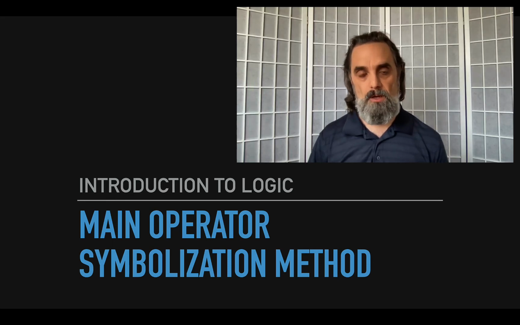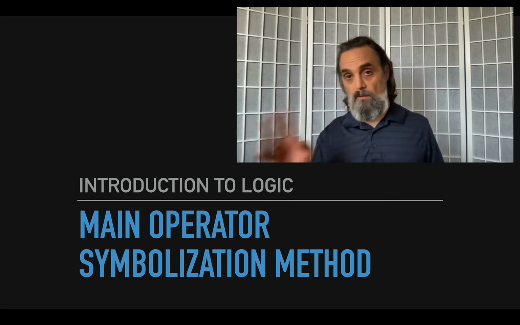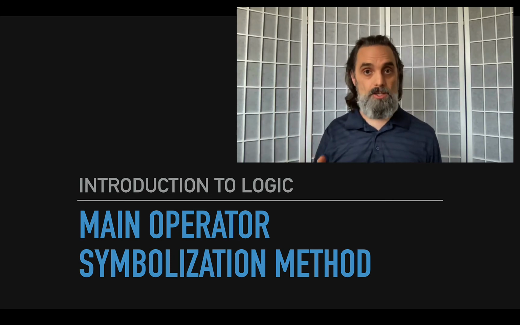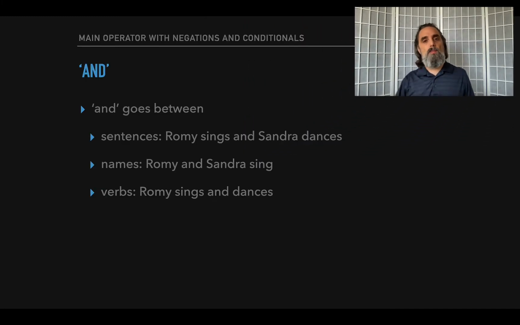Hello, in this video we're going to learn about using the main operator symbolization method with all of our symbols now, with the conditional and the negation and the conjunction, and we're going to do some examples with it. So one thing we need to know is just about "and" in English can go many places. So it can go between sentences, Romy sings and Sandra dances, and that's actually the only place the wedge can go in our language, right? Because all we have are sentence letters.